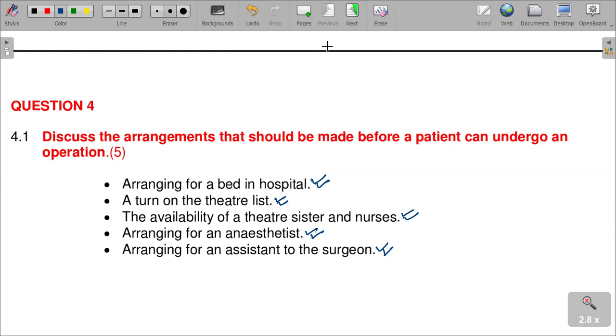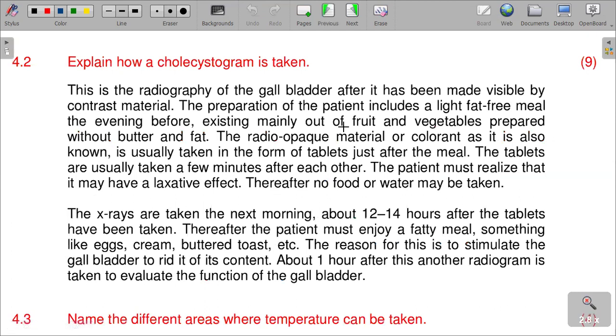Our next question says: explain how a cytogram is taken. I have been talking about radiography. If you can also refer to the channel, there are some lectures that have been posted regarding radiography. So, explain how a cytogram is taken. It is the radiograph of the gallbladder, after it has been made visible by a contrast material.